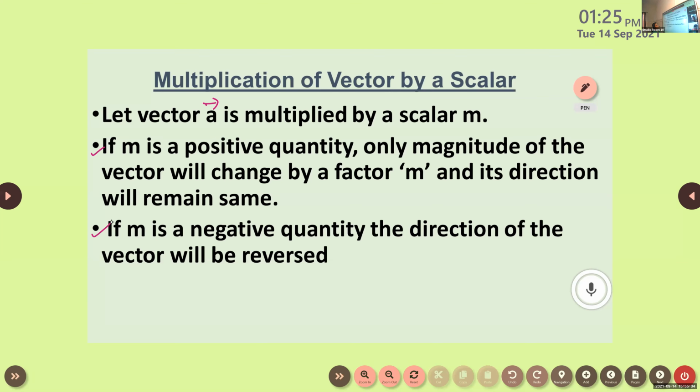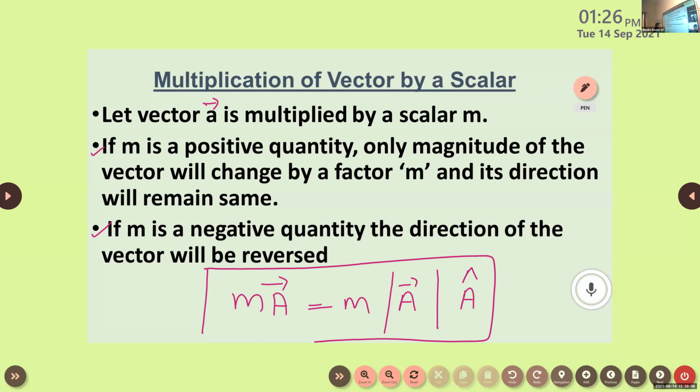And mathematically, the multiplication of a vector by a scalar is represented as follows. Here we have a scalar quantity M, multiplied with a vector quantity, vector A. So M times vector A is equal to M times the magnitude of vector A into unit vector A cap. This is the mathematical representation for multiplication of a vector by a scalar: M vector A is equal to M into magnitude of vector A into A cap, the unit vector.